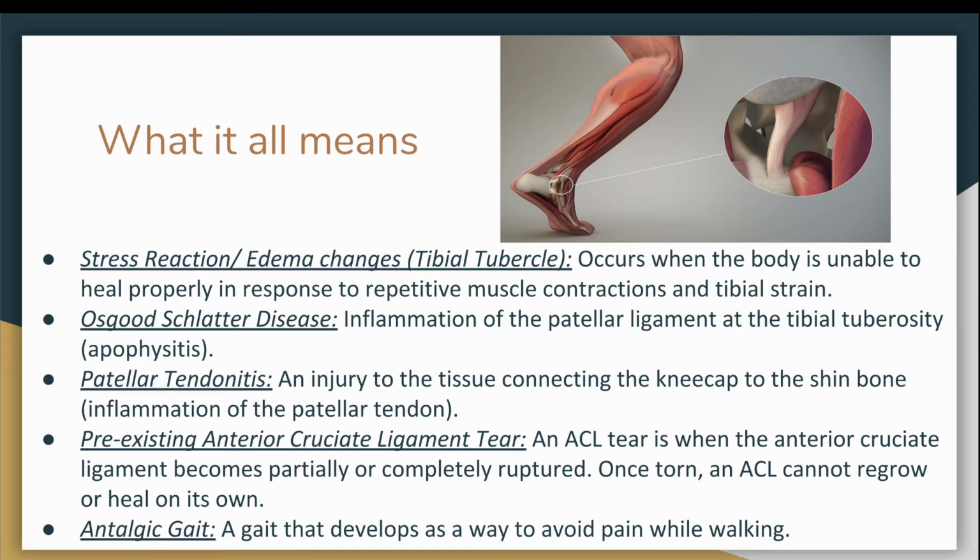Patellar tendinitis is an injury to the tissue connecting the kneecap to the shin bone. An ACL tear is when the anterior cruciate ligament becomes partially or completely ruptured. Once torn, the ACL cannot regrow or heal on its own. And finally, the antalgic gait is a gait that develops as a way to avoid pain while walking.